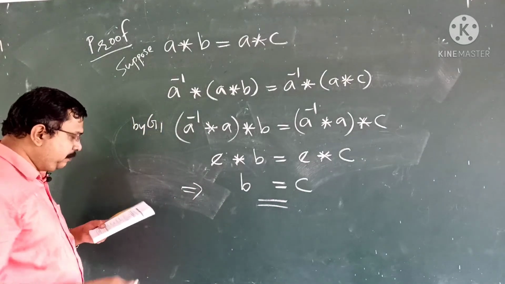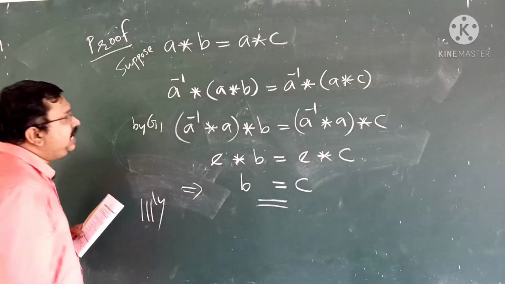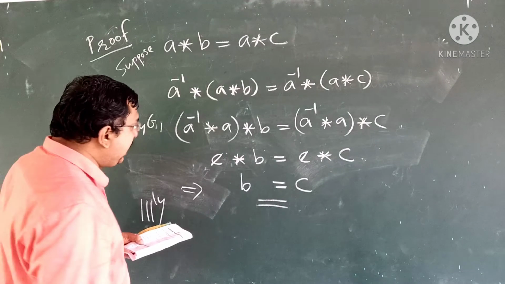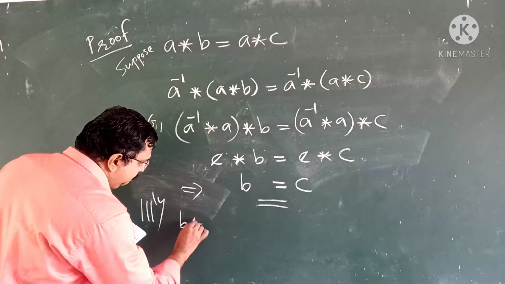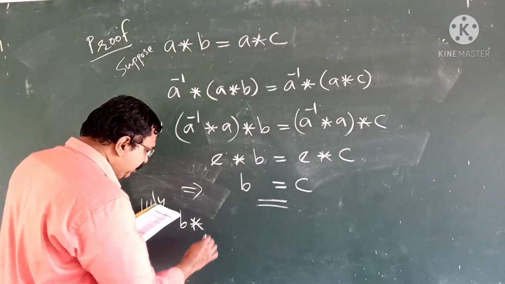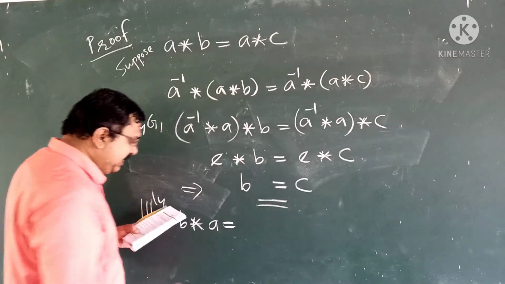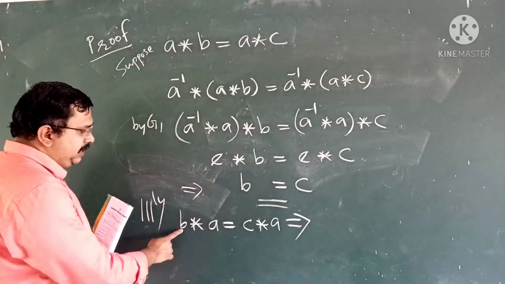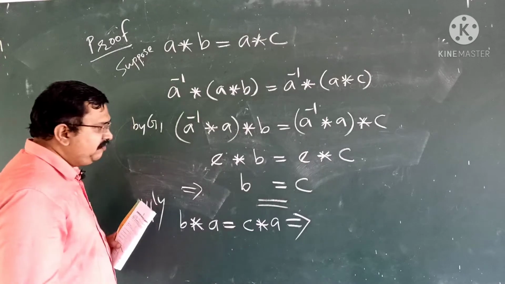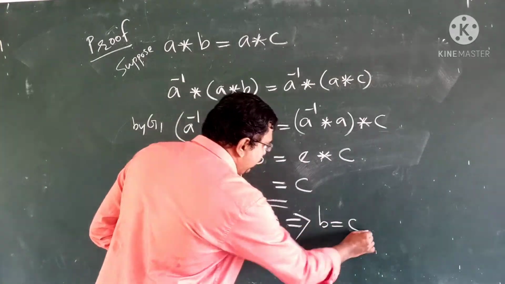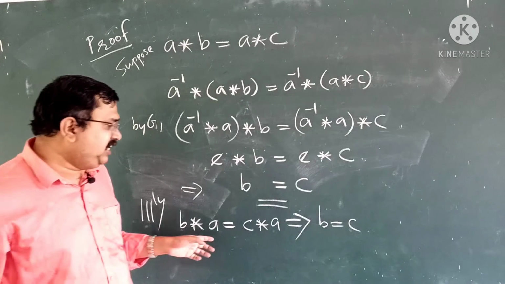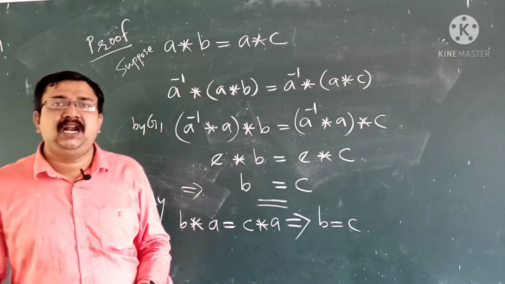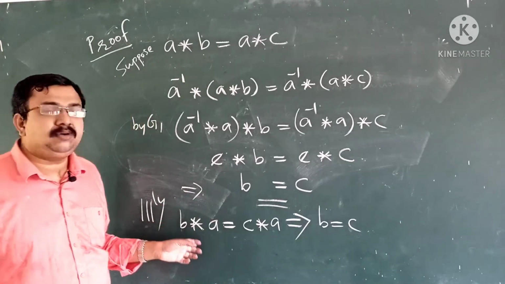Similarly, we can prove that if B star A equal to C star A, then which implies B star A equal to C star A, which implies B equal to C. That is our right cancellation law. Okay, this is the proof of right and left cancellation laws. Please write down on your notebook.